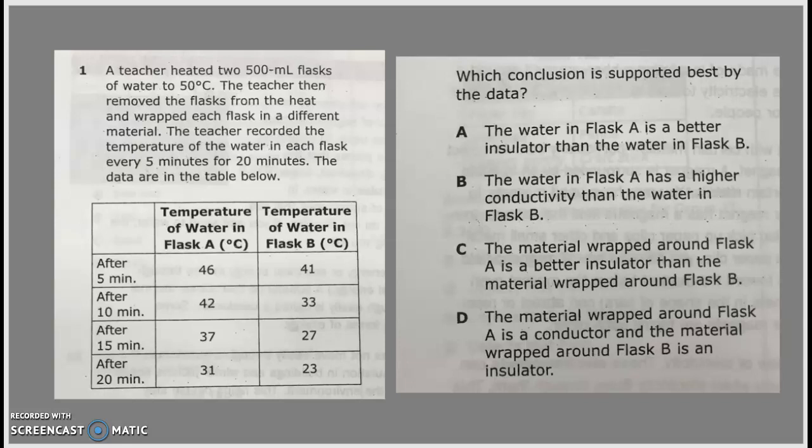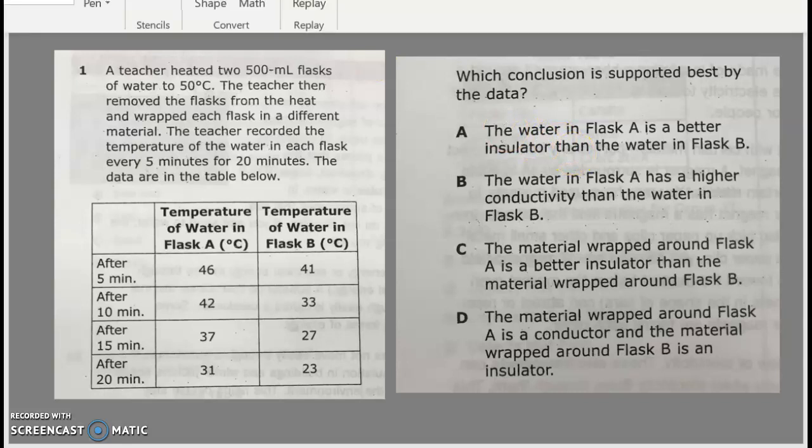So the first question that was given to me was, a teacher heated two 500 milliliter flasks of water to 50 degrees Celsius. The teacher then removed the flask from the heat and wrapped each flask in a different material. The teacher recorded the temperature of the water in each flask every 5 minutes for 20 minutes. The data are shown in the table. The question is, which conclusion is supported best by the data? The best thing I always find to do is take each answer choice and look at it in comparison with the data. So we need to decide with each one which one is going to work best.